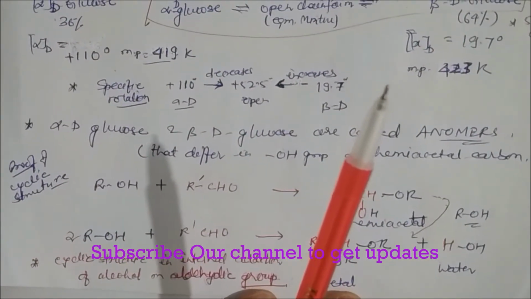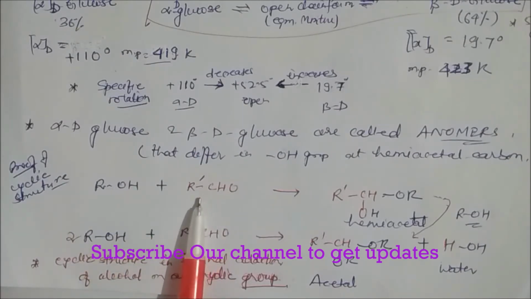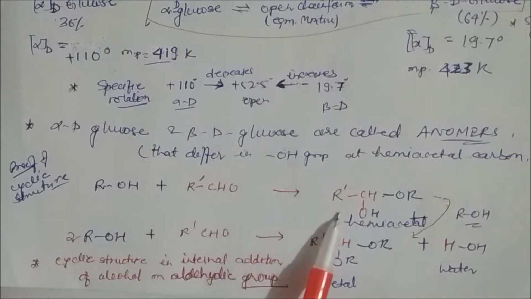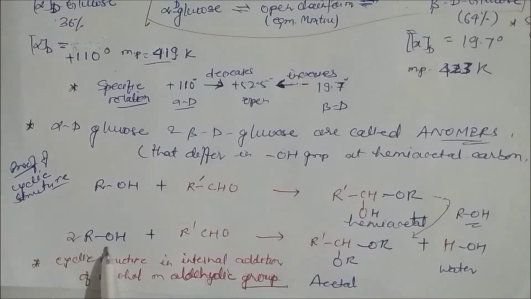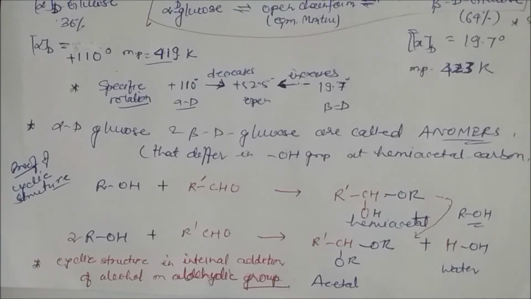So how can we get hemiacetal? Hemiacetal means when you take any alcohol with an aldehyde, the alcohol part reacts with the aldehyde, nucleophilic addition takes place, and it forms an acetal compound. Hemiacetal means this carbon contains OH and OR, you can see from this color. Similarly, if two molecules of alcohol react with the aldehyde, you will get the second OR, and again this hydrogen is replaced to give water. So this is the cyclic structure, an internal addition of alcohol to the aldehyde group. So hemiacetal and acetal are the two products when an aldehyde reacts with an alcohol.